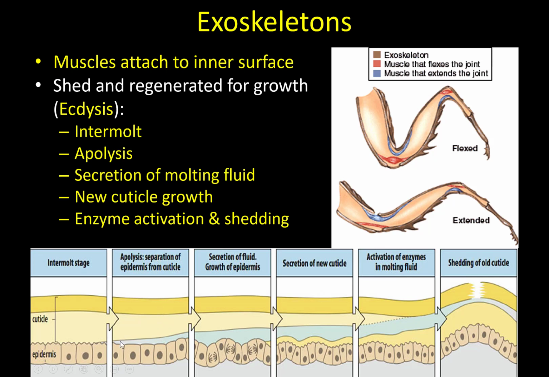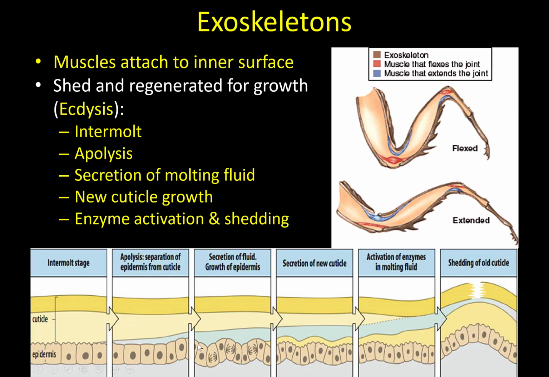Space is going to open up between the epidermal cells and the cuticle, and that space is going to fill with fluid. That fluid is called molting fluid. That molting fluid is going to increase the distance between this living cell layer and this non-living cuticle layer, and it's going to give that cell layer room to start growing even faster.